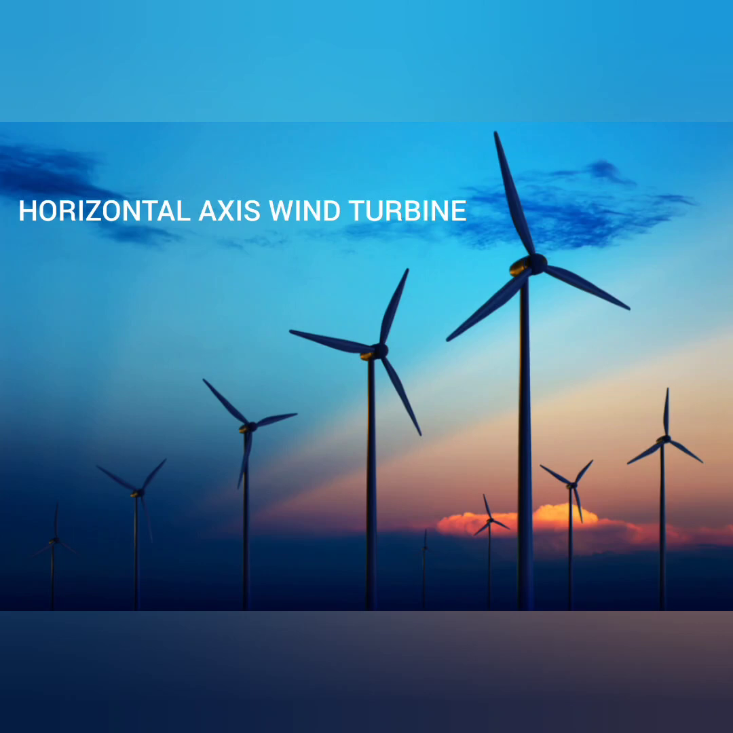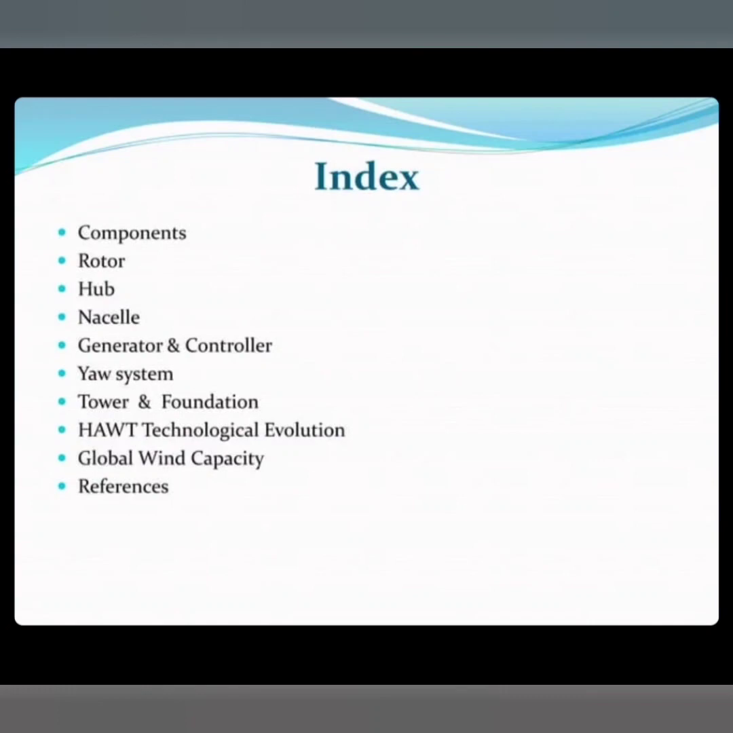In this video, we are going to learn about horizontal axis wind turbines. This video explains the components: rotor, hub, nacelle, generator and controller, yaw system, tower and foundation, HAWT technological evolution, and global wind capacity.